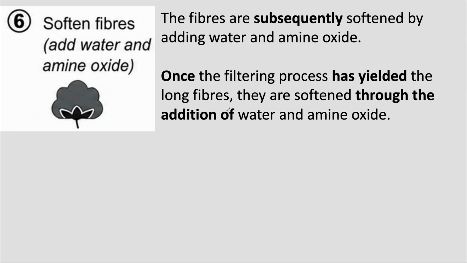The sixth step mentions that the fibers are softened or made soft by adding water and amine oxide. Don't worry if you don't know what amine oxide is. We just need to copy the name. In the shorter version, we have used subsequently instead of then. In the longer version, we again refer back to the previous step by writing once the filtering process has yielded the long fibers. We also change by adding to through the addition of, which is a little more formal.